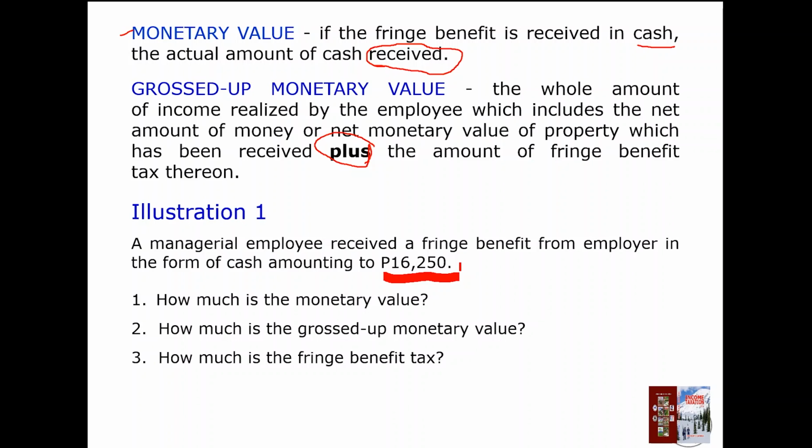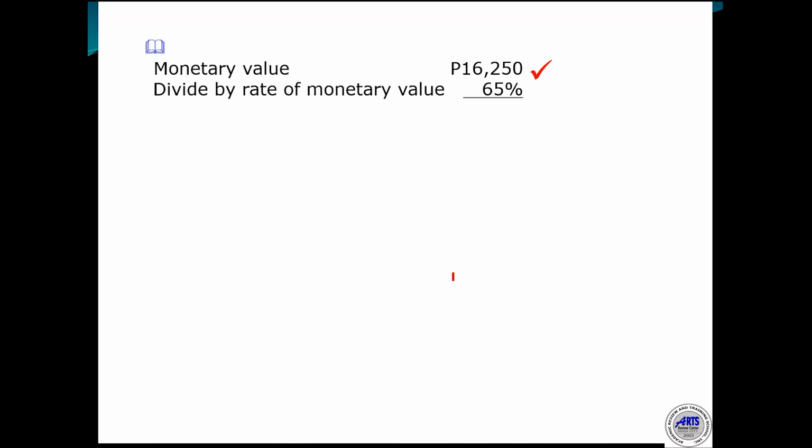Okay. Computation na tayo. Magkano yung natanggap na cash? 16,250. So that is the monetary value. Paano makukompute yung grossed up? The monetary value is equivalent to 65% of the grossed up. So how do we compute for the grossed up? Divide monetary value by 65%. Okay, so that is the grossed up monetary value. Now, you now have the grossed up monetary value. Compute now for the fringe benefit tax. How? Multiply by the fringe benefit tax rate.